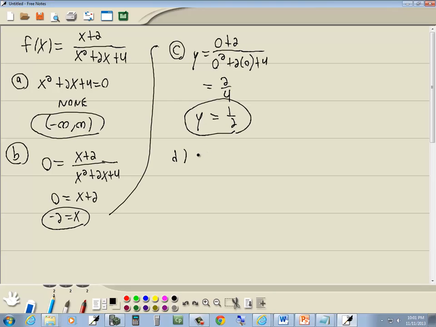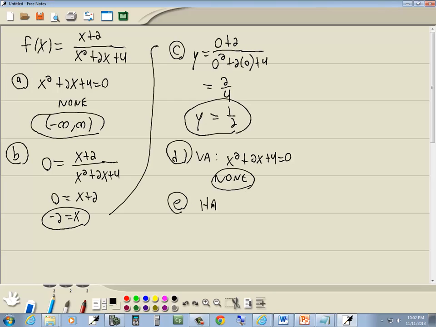Okay, D, vertical asymptote. Now, for vertical asymptote you factor the top, factor the bottom. We can't do any kind of factoring, and can't cancel, so then we jump directly to setting our denominator equal to 0. So we got x squared plus 2x plus 4 equal to 0. Well, we already tried that in part A. So that means there is no vertical asymptote.